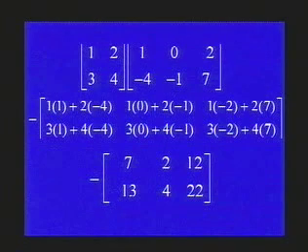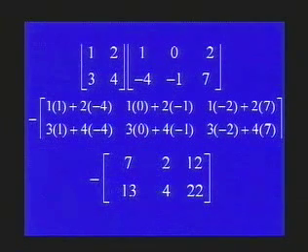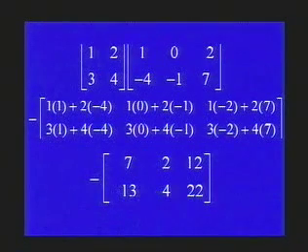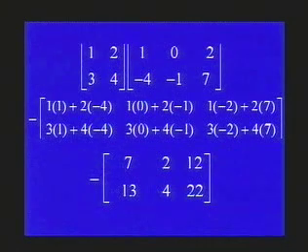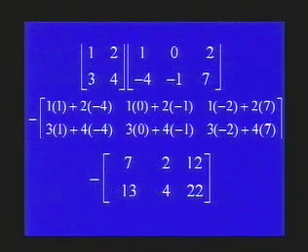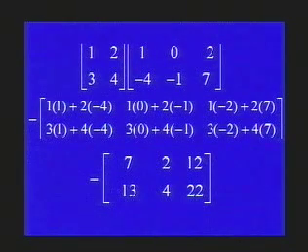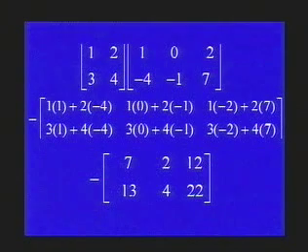So if something's in, say, first row, second column, I use first row, second column of the two matrices I'm working with. Here as my result, I got negative 7, negative 2, 12 in the first row, negative 13, negative 4, 22 in the second row.